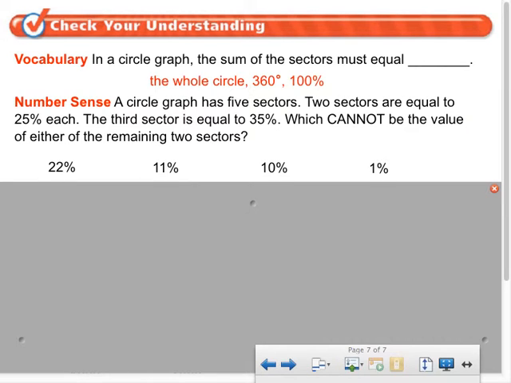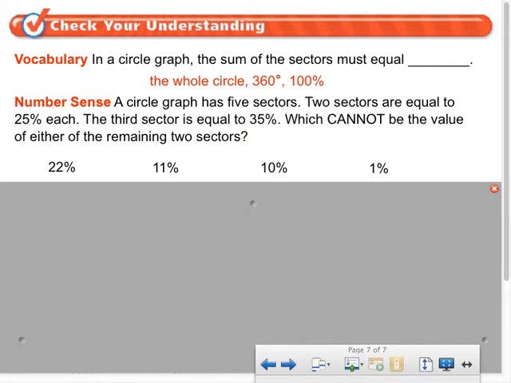We're almost done. Any ideas? Answer this question. Somebody that was following along. Leah, go ahead. 22%. Why'd you say 22%? Because when I added 50 and 35, it equaled 85.